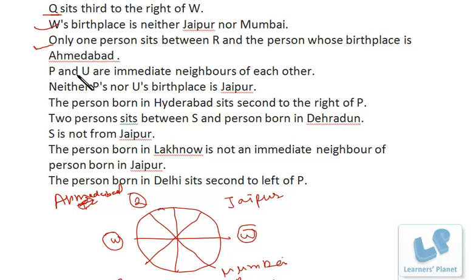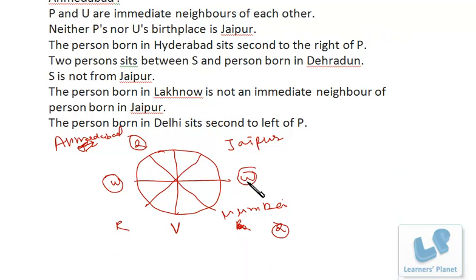This is clear. P and U are immediate neighbors of each other. Now we want 2 consecutive positions for P and U, right? So if W is here and Q is here, we cannot get the 2 consecutive positions for P and U, because both of them are also not from Jaipur, and we have Jaipur over here, right? So we cannot make P and U sit simultaneously.